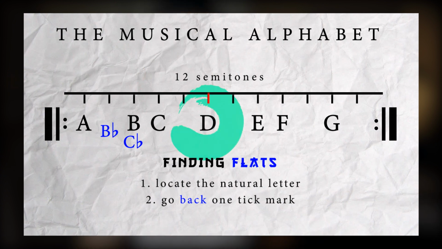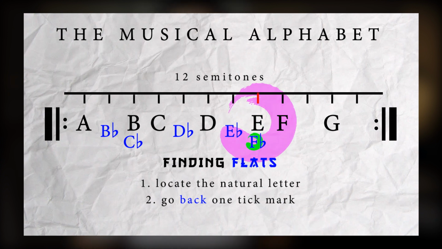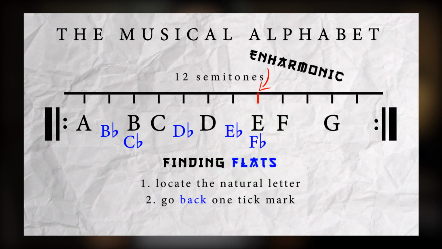If D is here, D flat is right here. Same with E and E flat. Where is F flat located? This is just like the situation we had a second ago. E and F flat are enharmonically equivalent, one pitch with two names.